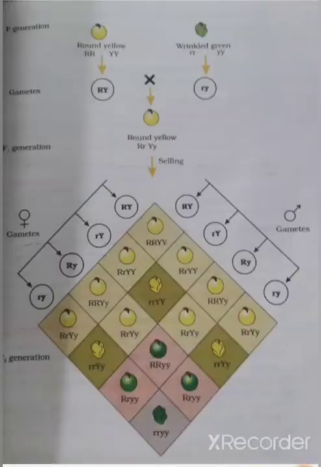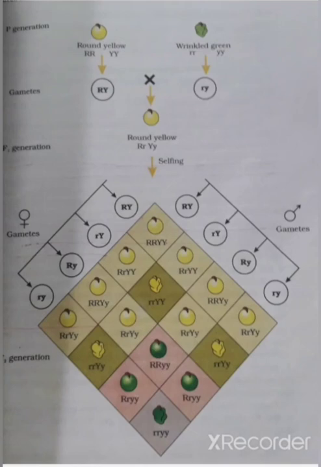Next step: the F1 generation is crossed by selfing. Self-crossing is crossing the same type of parents. That is, in this case, the parents are round yellow, and round yellow is crossed with round yellow.